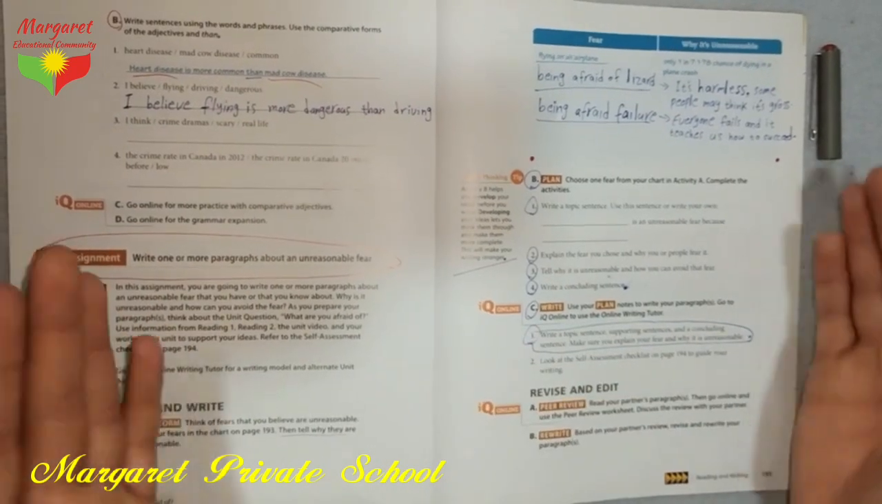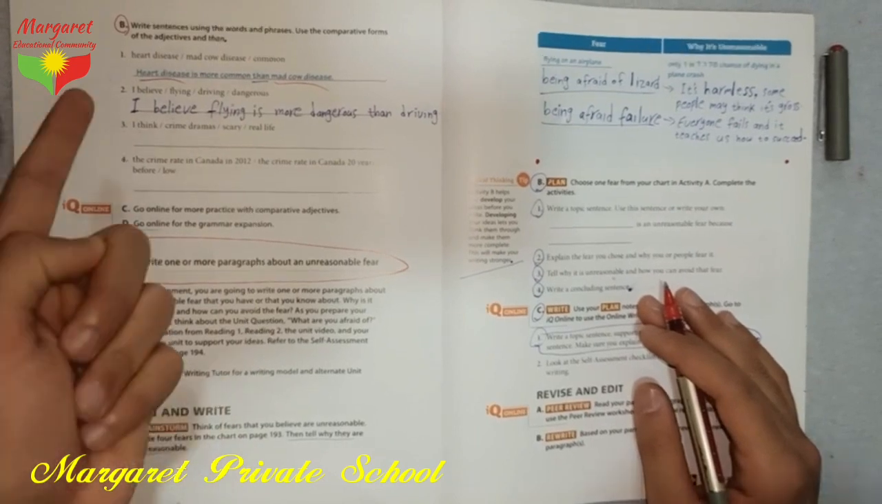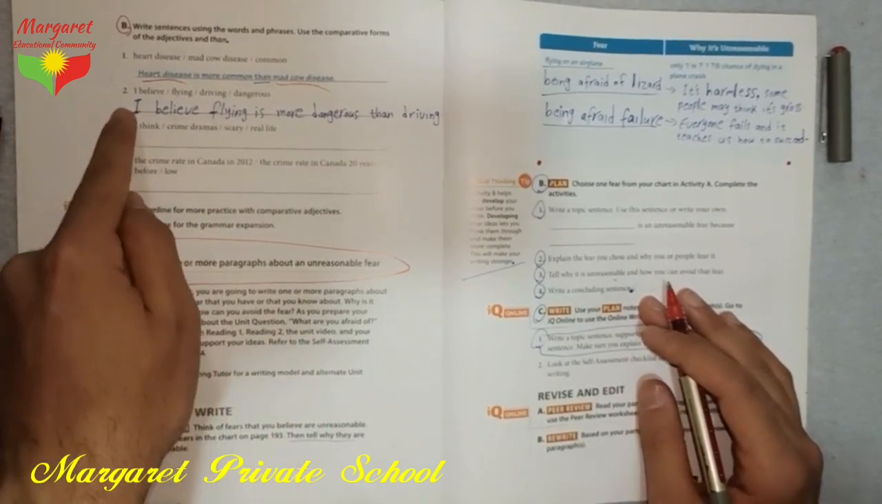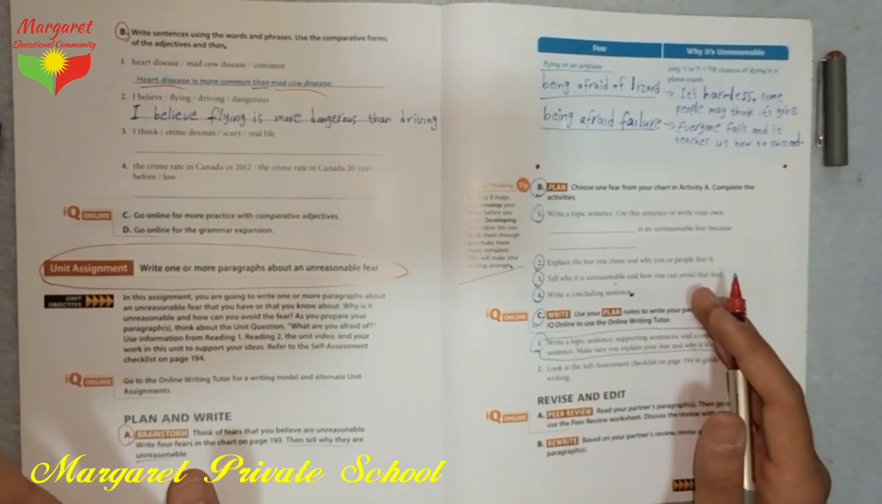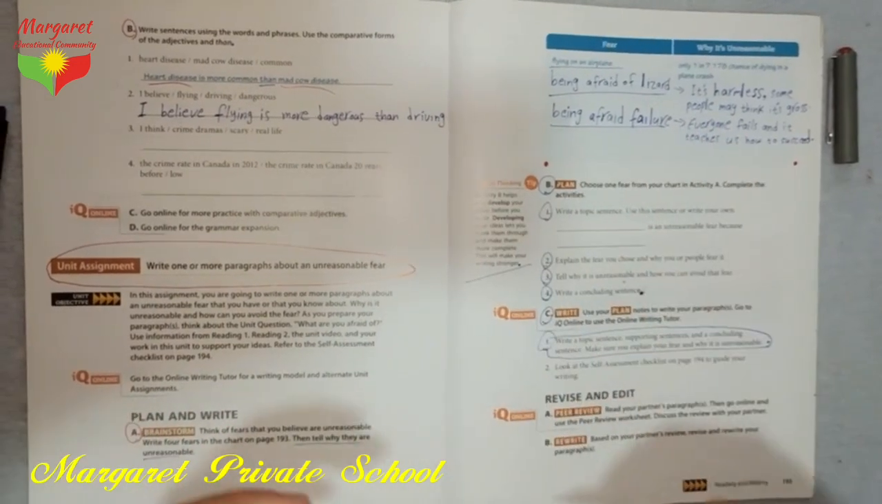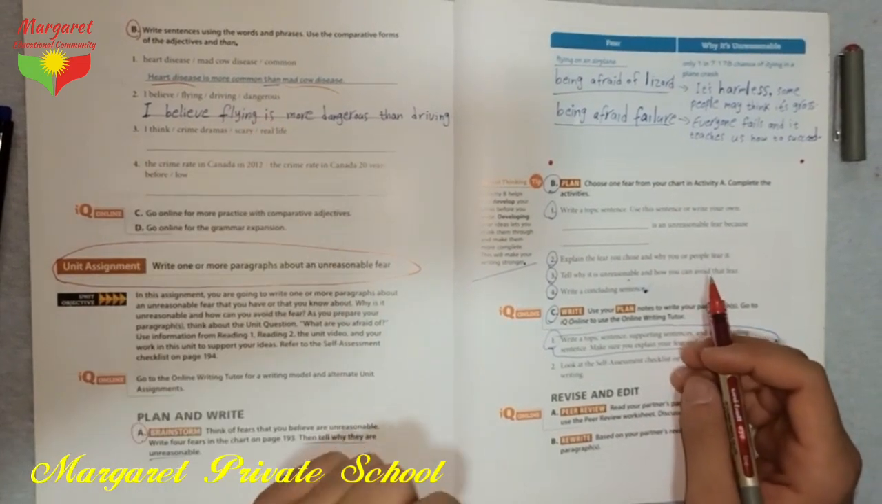So we are comparing these two. Which one is more common? So heart disease. Look at number 2. I believe flying is more dangerous than driving. Okay, so we have to bring "than," and we have to bring "more." Okay, and we have to bring "is" as well.